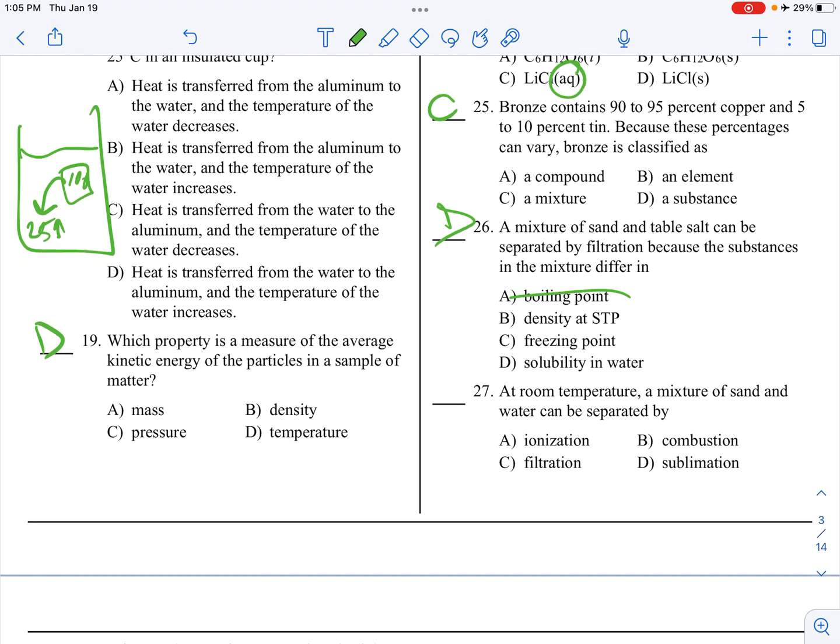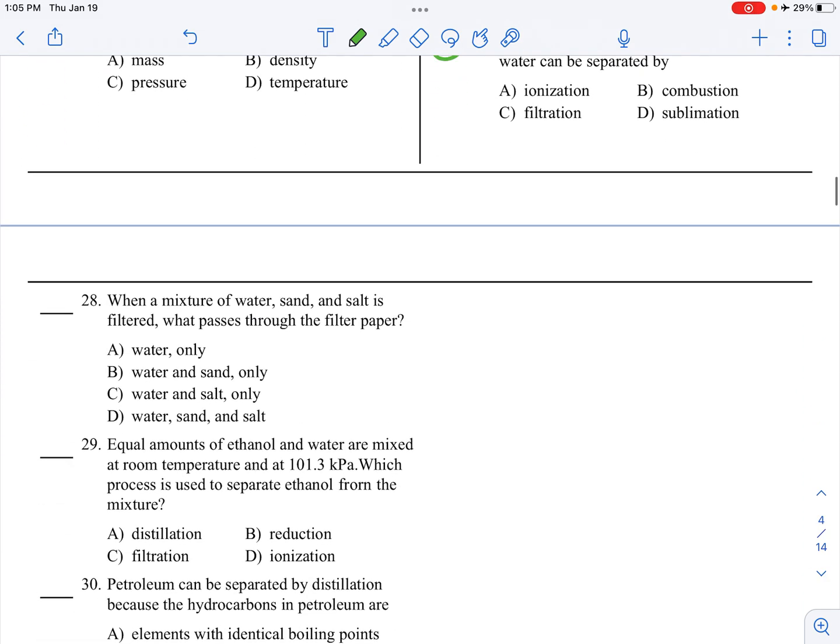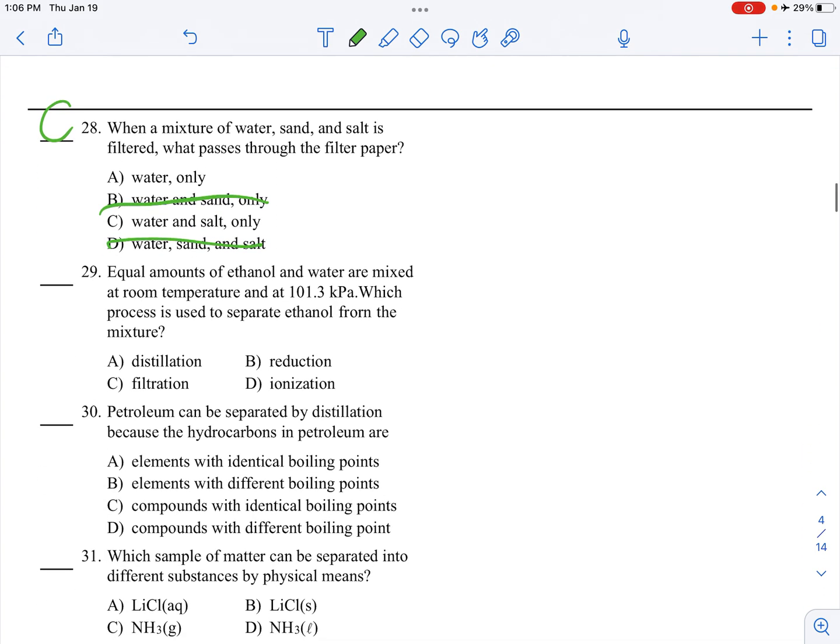At room temperature, sand and water can be separated by, once again, filtration. The water will pass through the filter, but the sand will not. What will pass through the filter paper? Water, sand, and salt. So passing through, the water will definitely go through. The sand will not go through because that's too big. But would the salt go through? Well, the salt will go through because it's dissolved. If there was no water, it wouldn't go through. But allowing the water to be part of it allows the salt to dissolve.